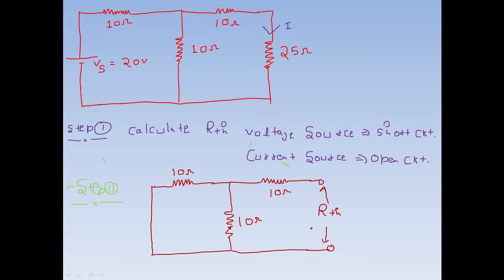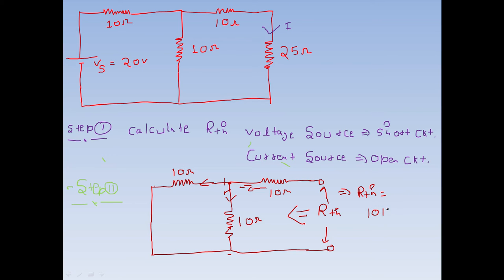Now for determination of RTH, we have to see the whole network from this particular terminal. If the current is drawn from here, it will distribute into two paths, this one and this one. So current is being distributed. This 10 ohm and 10 ohm resistance are in parallel, and this parallel combination is in series with the 10 ohm resistance.